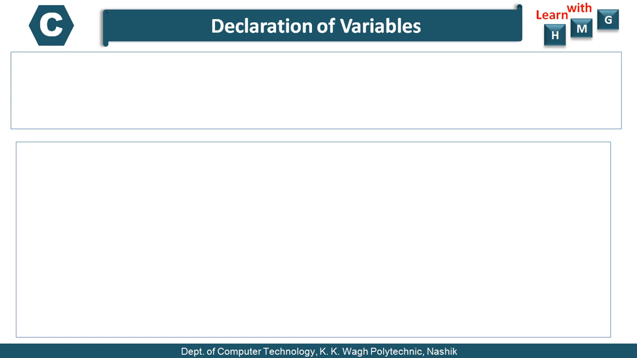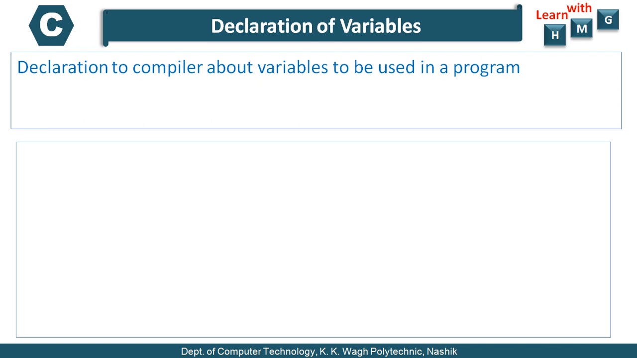You will require the variable declaration, meaning variables and data types, and that is nothing but the declaration. So it is a declaration to the compiler about the variables to be used in a program. Whenever you are using various variables in a program, the compiler should know what type of variables you are going to use, meaning what are their names and what are their data types, and that is nothing but the declaration.